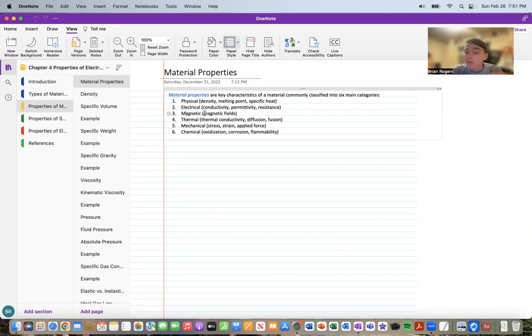Magnetic, so this would relate to magnetic field lines. Thermal refers to, of course, heat. So we're going to see thermal conductivity, diffusion and fusion. And then we're going to see mechanical, which deals a lot with stress and strain curves and applying forces. Then chemical is going to deal more with oxidization, corrosion, and flammability.